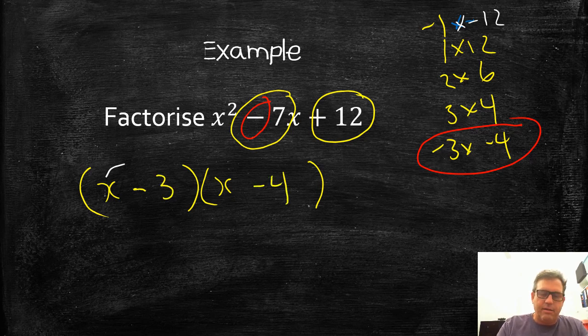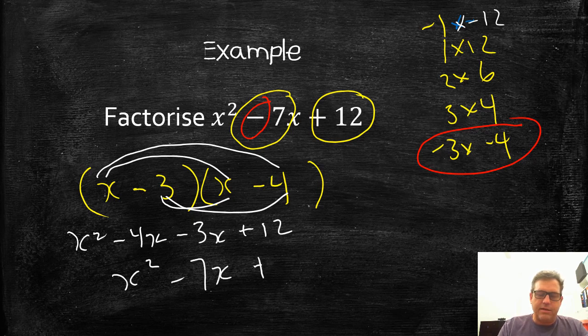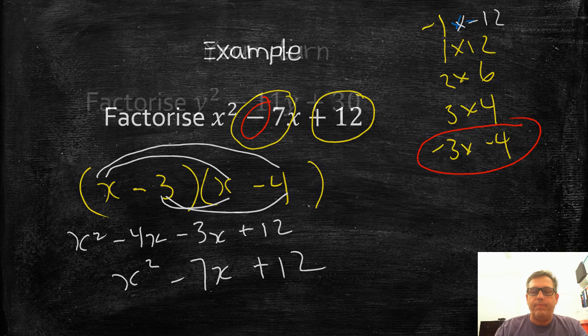Let's check it. X times x is x squared. X times minus 4 is minus 4x. Minus 3 times x is minus 3x. And minus 3 times minus 4 is plus 12. And if I simplify this, minus 7x. Again, you see why it works. The two numbers I'm looking for multiply to the end number and add to the middle number. The key is looking at the signs. It will give you guidance on what you need to do.